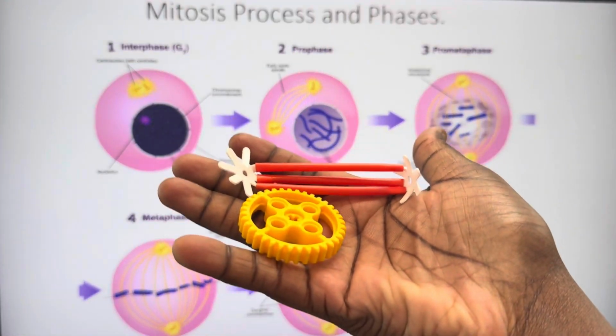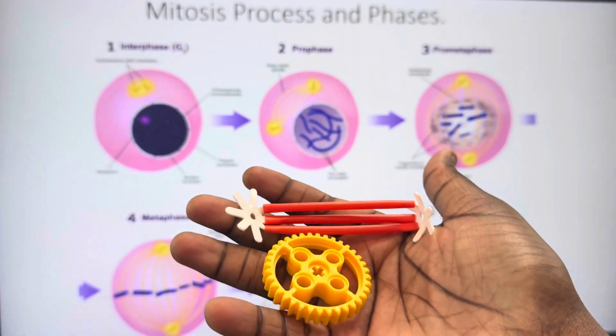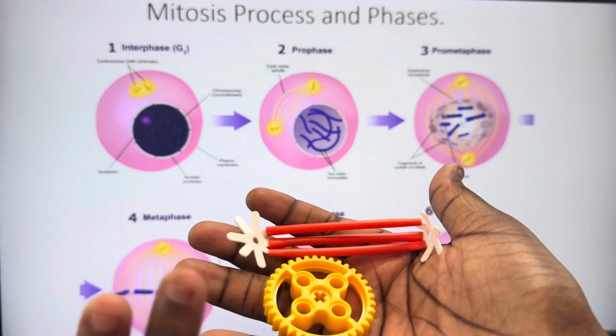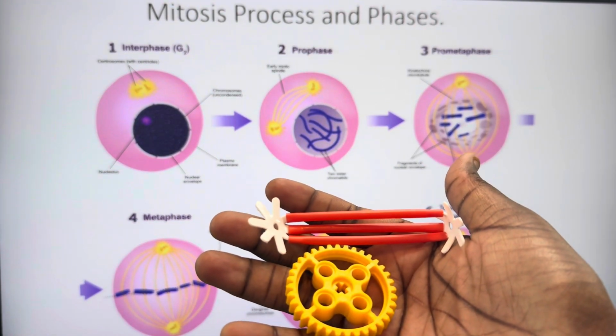This is what they will see for the prophase. We can see that there is a development of the spindle fibers, and we can see that we still have the nucleus with the two sister chromatids.